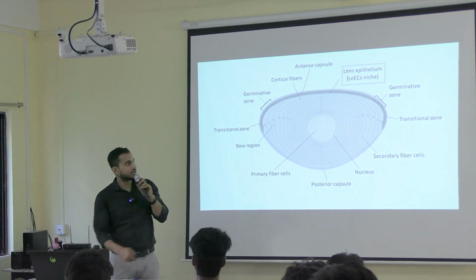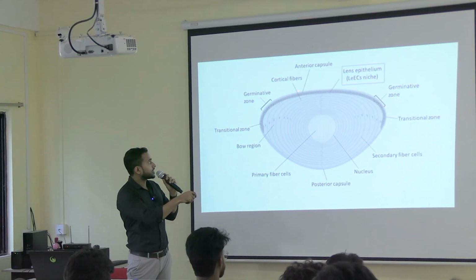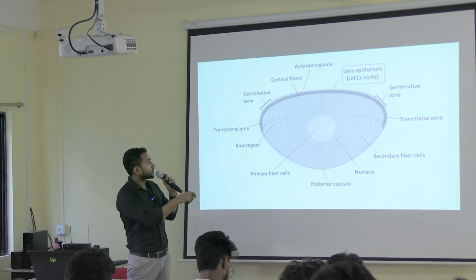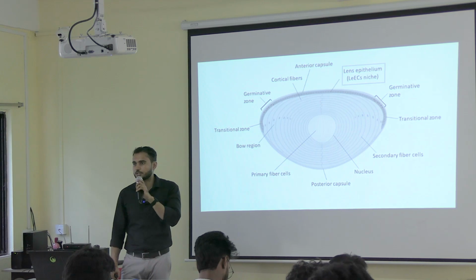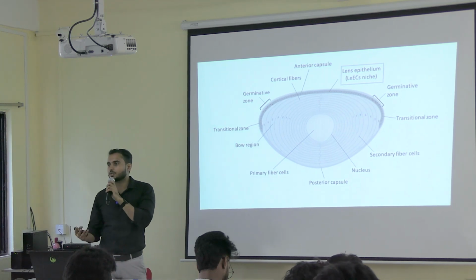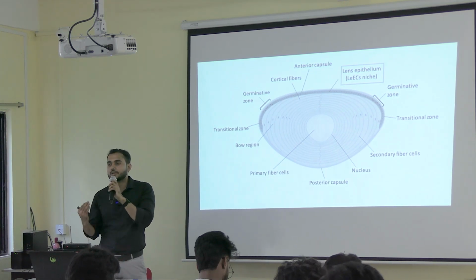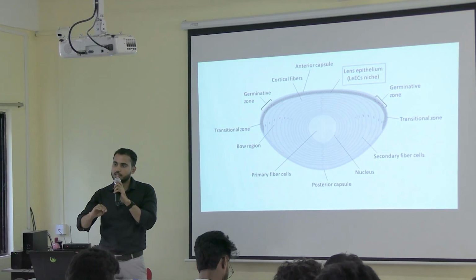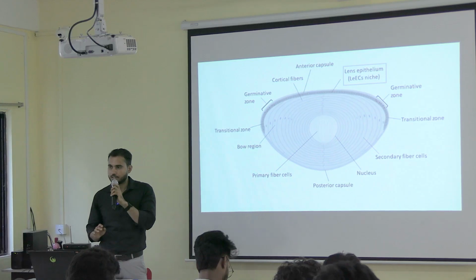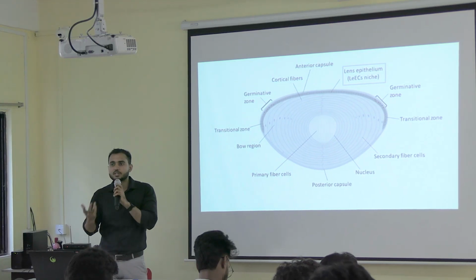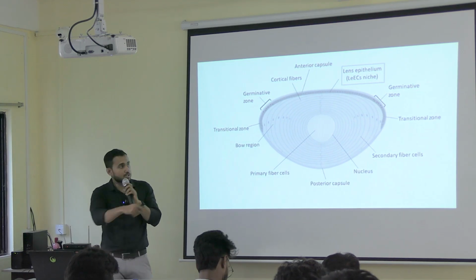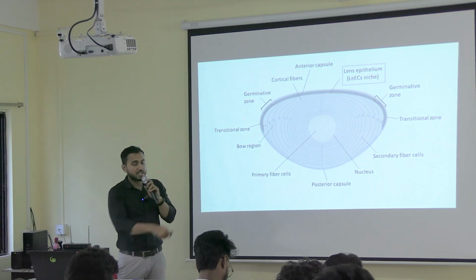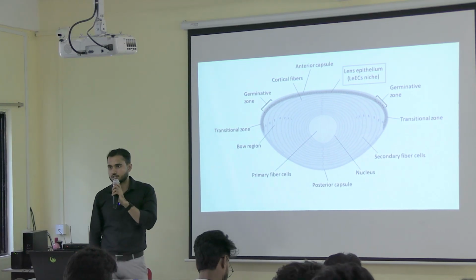Okay, and along with that you have to know how the capsule, the anterior capsule and posterior capsule, are formed. This capsule is nothing but the basement membrane of the lining epithelium. You know that any epithelium has a basement membrane, right? So where will the basement membrane of the lens epithelium be? So this capsule is nothing but the basement membrane of the lens.